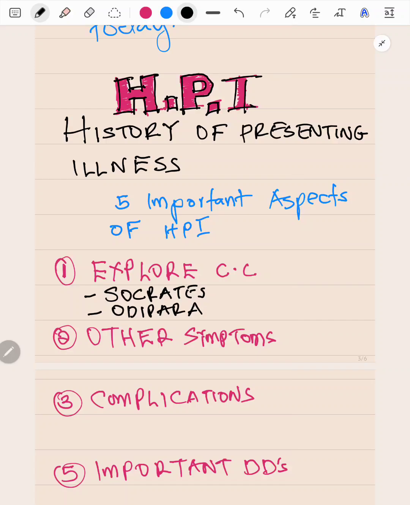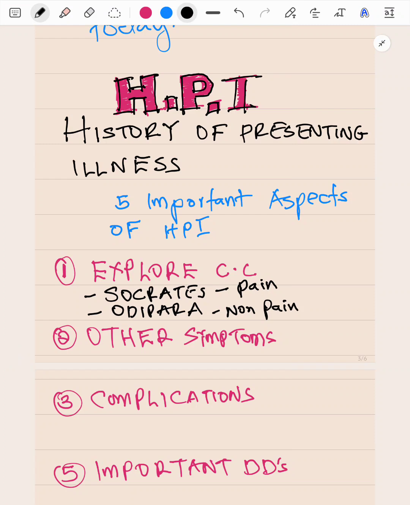You all know Socrates, we have seen it in junior clerkship, and you all know Odipara. We use Socrates for all chief complaints that are pain related, and Odipara for non-pain related chief complaints. Socrates in full is site, onset, character, radiation, associated symptoms, timing, exacerbating and relieving factors, and severity. Now, the most important thing about Socrates is knowing the order in which you ask the questions. Remember, it is impossible to pass PLAB 2 if you do not know how to Socrate the patient.